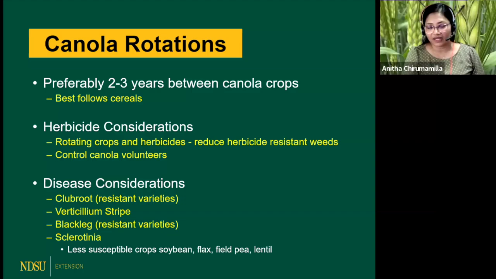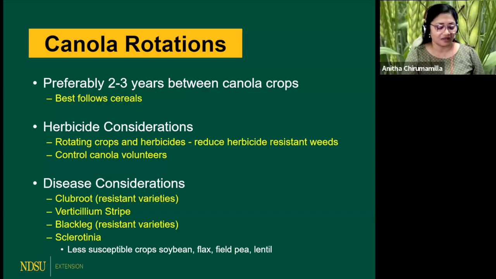Also, canola has a shattering problem, and that leads to a lot of volunteers. By rotating the crops, the herbicide options we have will help with managing the volunteer population. The second most important consideration for crop rotation in canola is diseases. There are a lot of painful, nasty diseases in canola. They are clubroot, verticillium stripe, blackleg, and sclerotinia. If you want to get a handle on these diseases, crop rotation is very important.